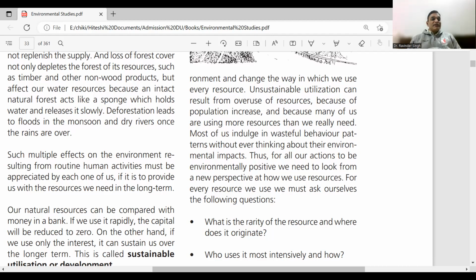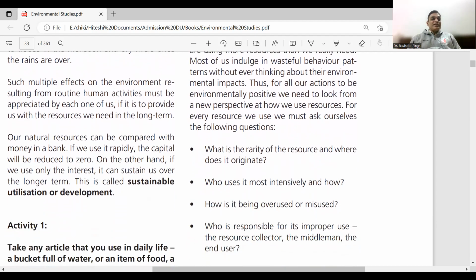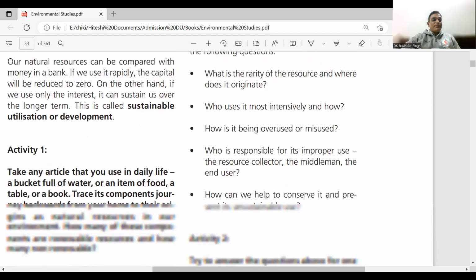Deforestation leads to floods in the monsoon and dry rivers once the rains are over. Such multiple effects on the environment resulting from routine human activities must be appreciated by each one of us if it is to provide us with the resources we need in the long term. Our natural resources can be compared with the money in a bank. If we use it rapidly, the capital will be reduced to zero. On the other hand, if we use only the interest, it can sustain us over the longer term. This is called sustainable utilization or development.